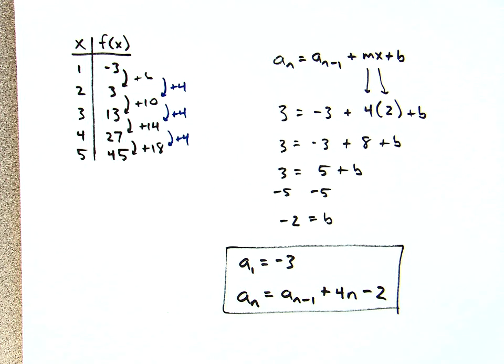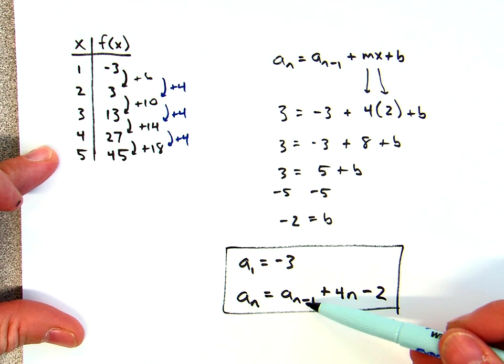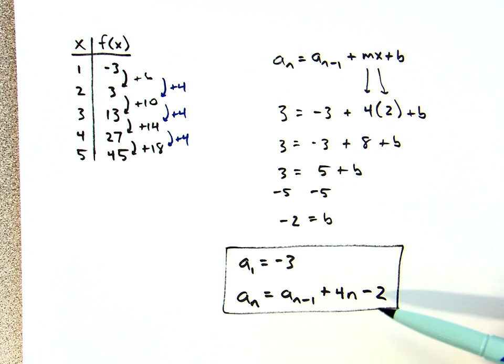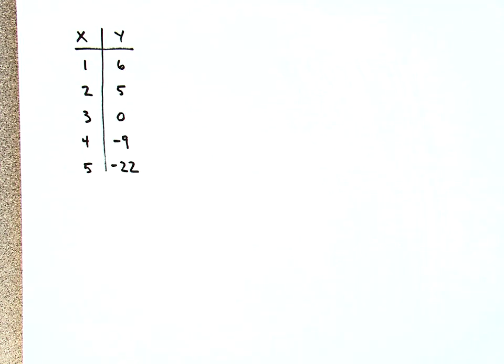If we want to check it, like I said, we can go down the list, plug in the 2nd term to get the 3rd term, plug in the 4th term to get the 5th term, use our n's. We can do that if we wanted to. I'll let you try it if you really want. All right, let's try one more.